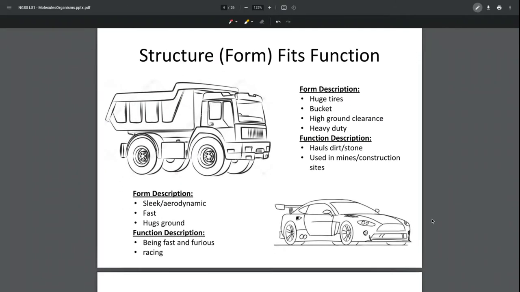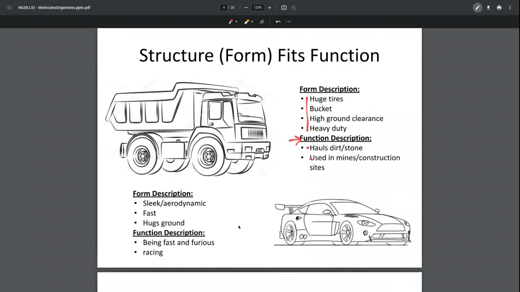With some more vehicles, we have this big dump truck and this quick, fast race car looking guy. If we look at the form, its structure, we see it has large tires, it has a big bucket, it's heavy duty, it has high ground clearance, and all of those things allow it to do these functions: hauls dirt, used at construction sites, and it's going to last a long time.